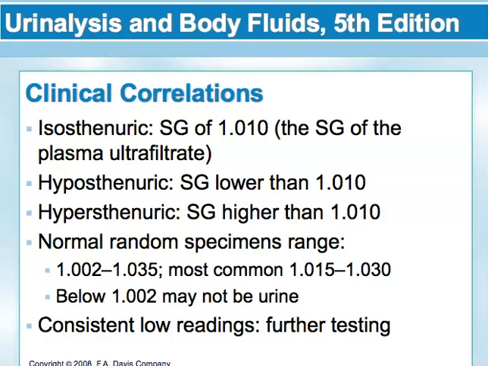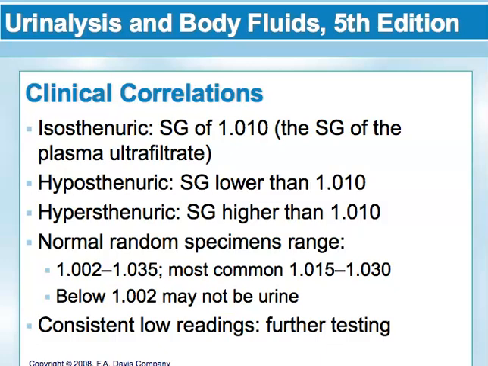An isothenuric urine is the term used to describe a urine with a specific gravity of 1.010, because this is the same specific gravity as the plasma filtrate entering the glomerulus. Hyposthenuric is a specific gravity below 1.010, and hypersthenuric is specific gravity above 1.010.